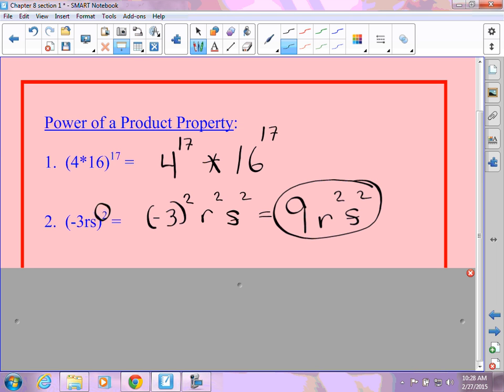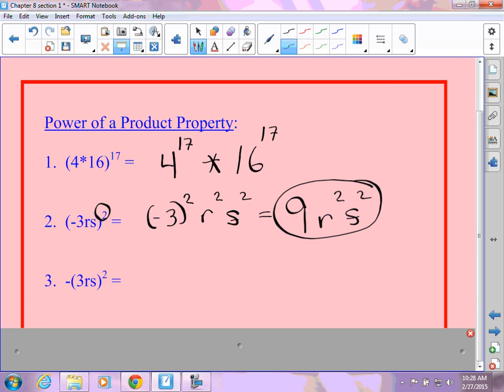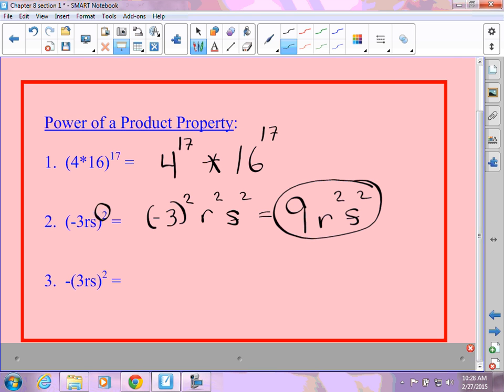All right, let's go to this last one. What do you notice about this 3 compared to the other 3? Right, there's a negative outside, and it's not included, is it? It's kind of like mom and dad on a date. They can stay outside the movie theater, but they're not coming in the movie theater with you. You know what I'm saying?